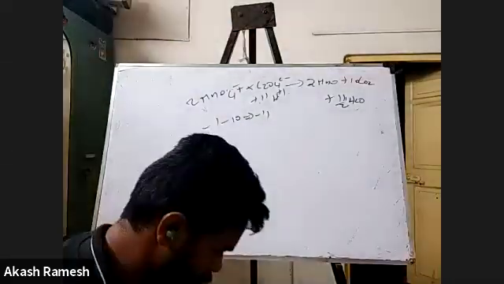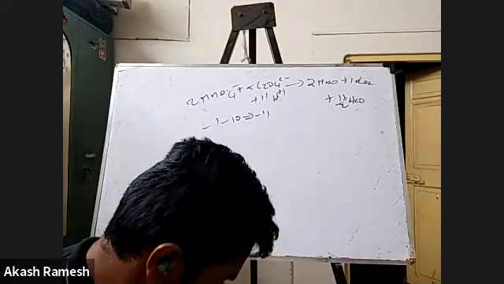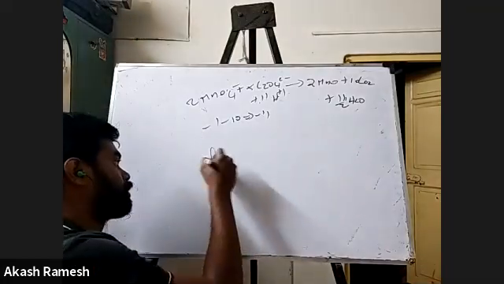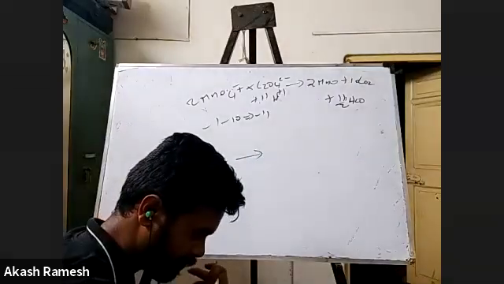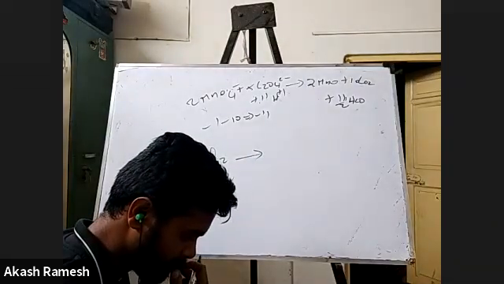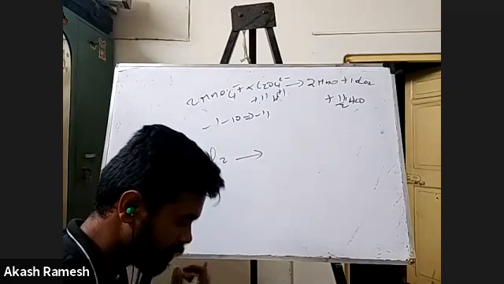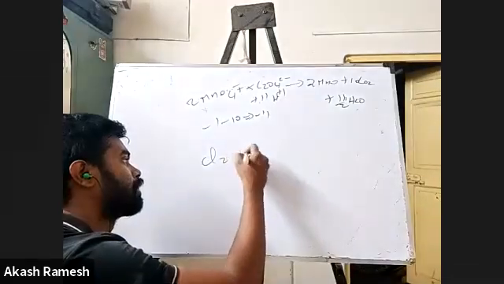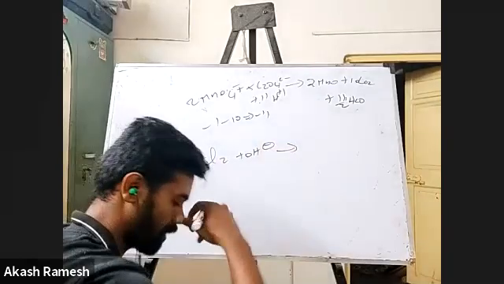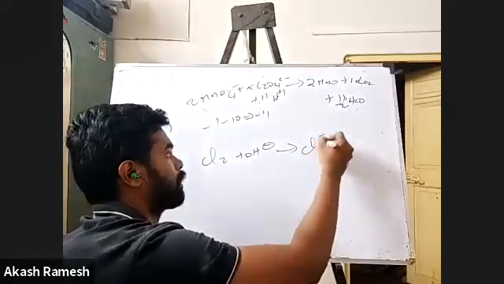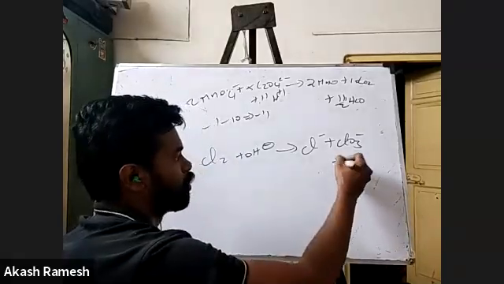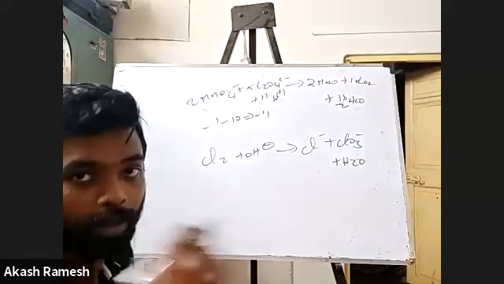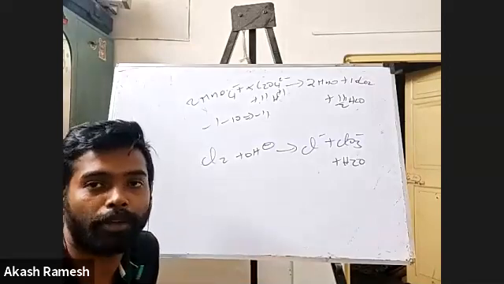So that would be, okay, I'll take this example. Cl2 gives, okay, now they have given it like this itself. Cl2 plus OH minus gives Cl minus plus ClO3 minus plus H2O. Okay, now this reaction is given to you and we have to balance it.